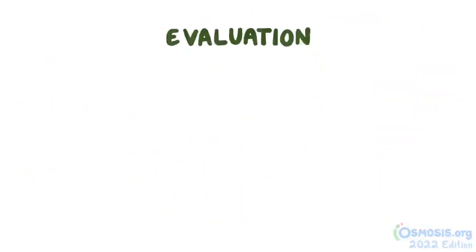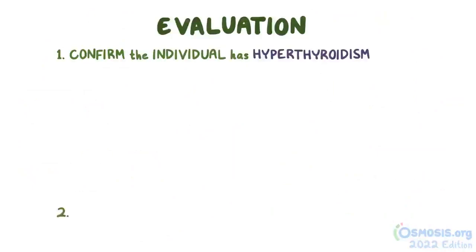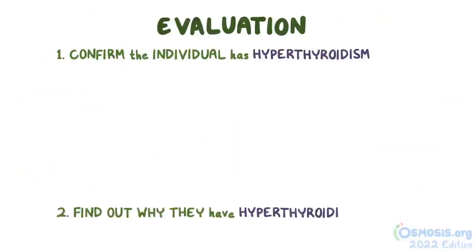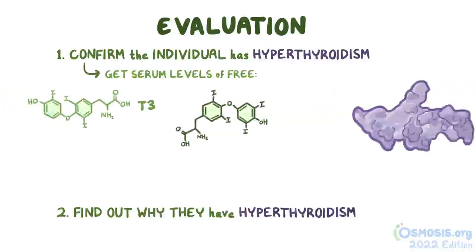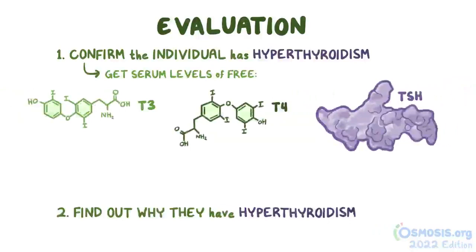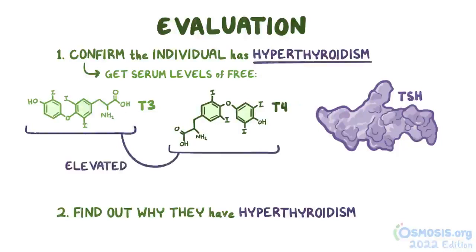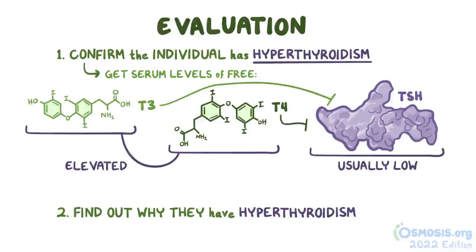Now, this evaluation comprises 2 steps. First, confirming that the individual has hyperthyroidism, and second, finding out why they have hyperthyroidism. The first one's easy. Get serum levels of free T3, T4, and TSH. In hyperthyroidism, either free T3 or free T4, or both, are elevated, and they inhibit TSH, so the majority of the time, TSH is low.